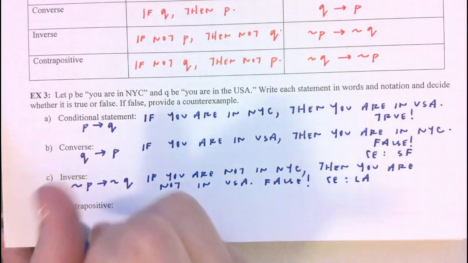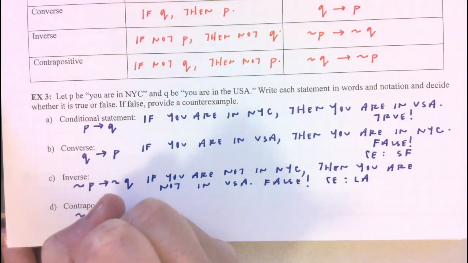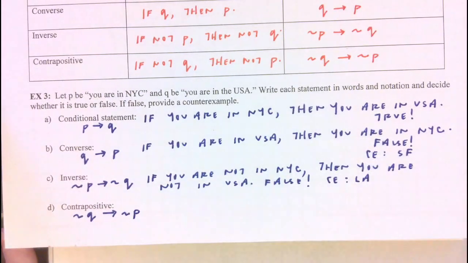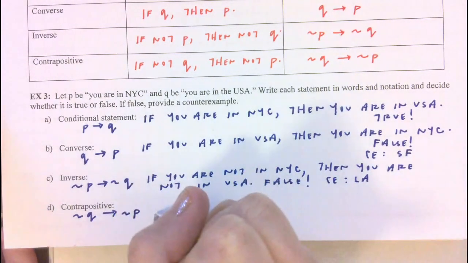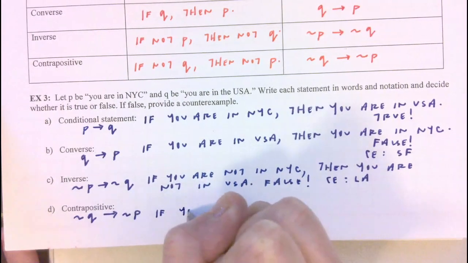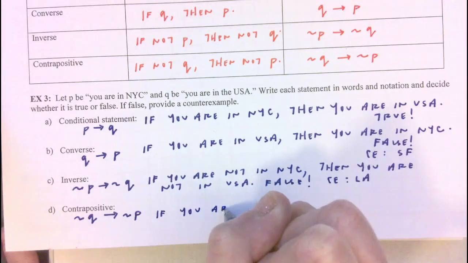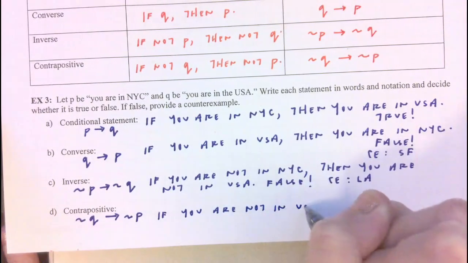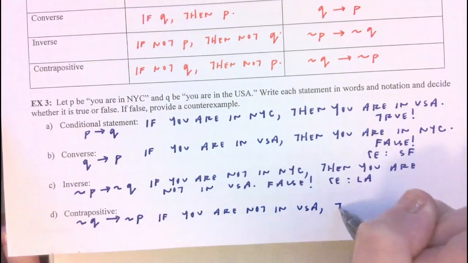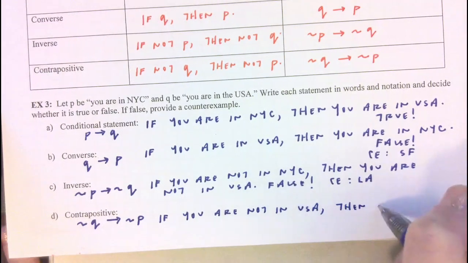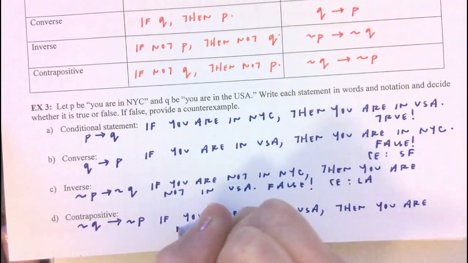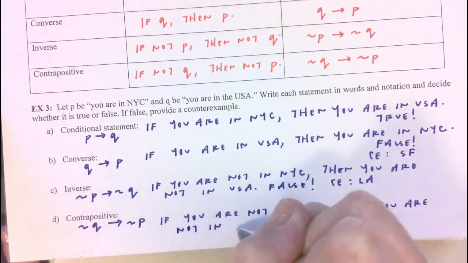All right, the contrapositive. We're negating the converse, not Q to not P. So here I'm saying, if you are not in the USA, then you are not in New York City.